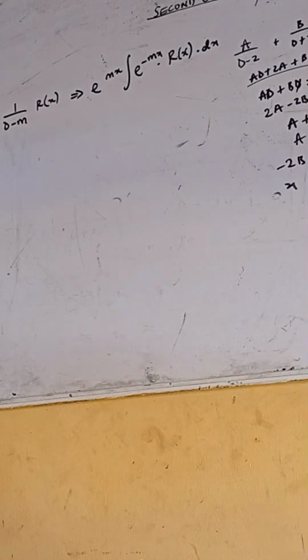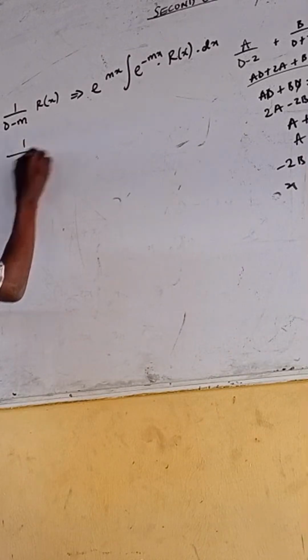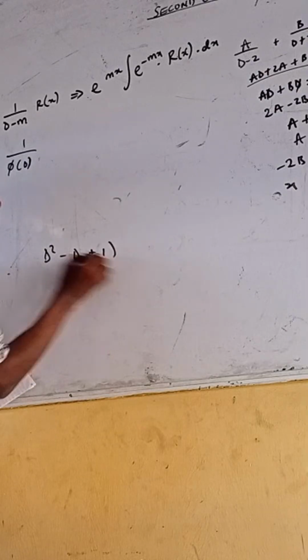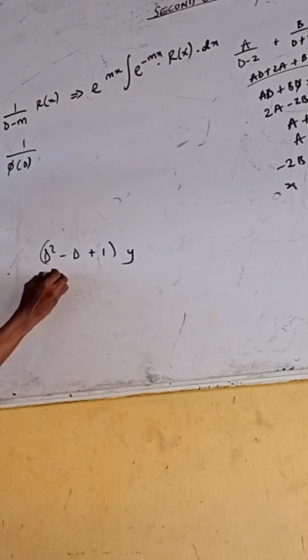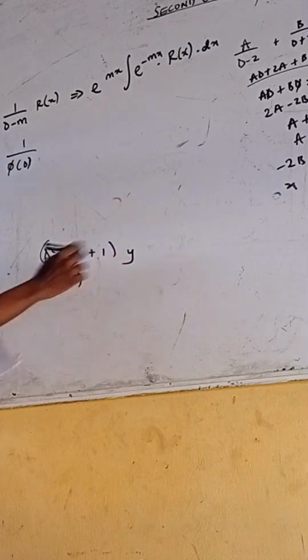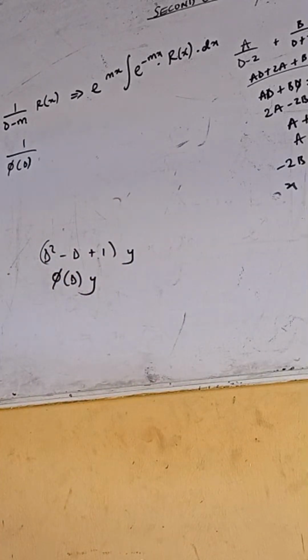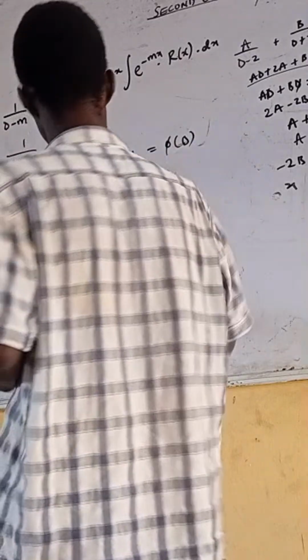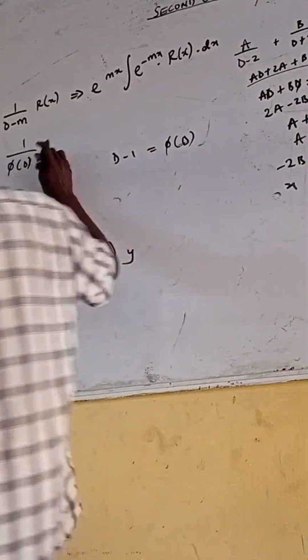Now the second one is 1 over phi of D. Phi of D is a function of D, like let's say we have D squared minus D plus 1 of y. It's just a function of D acting on y. That's how we write it. So I can say D minus 1 is a function of D. This is the second one you have to do.